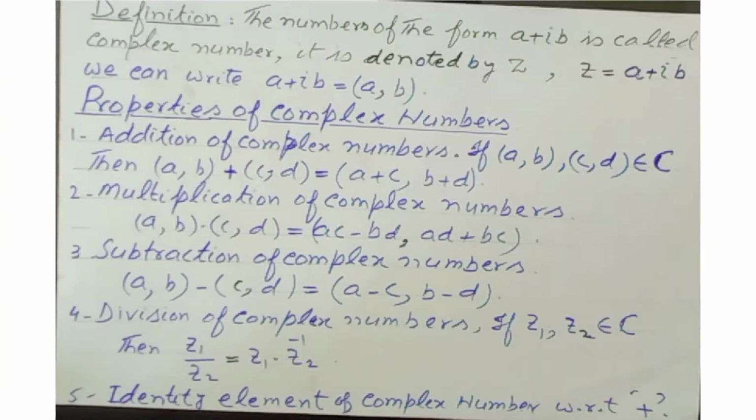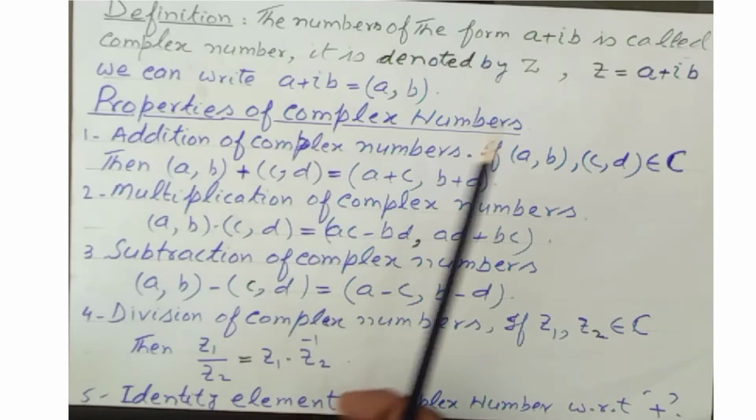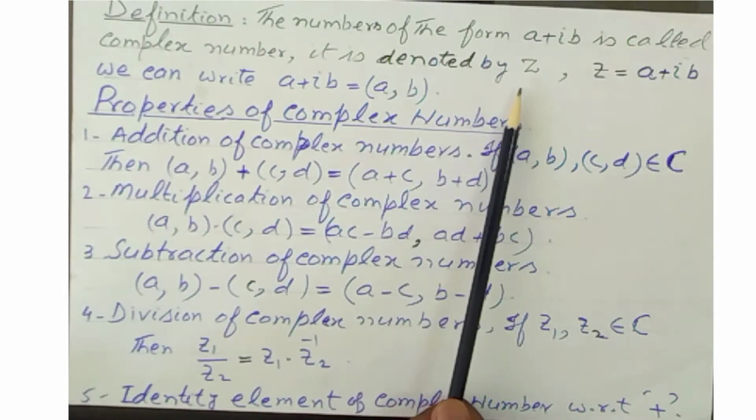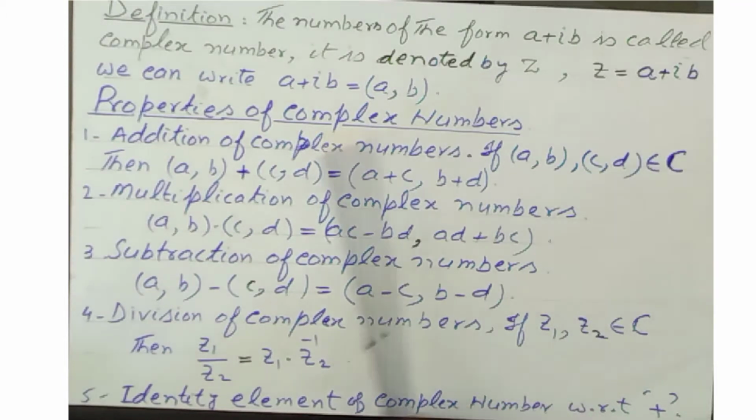Now I introduce you to the definition. The number of the form a plus iota b is called a complex number. It is denoted by z equal to a plus iota b. We can write a plus iota b in the form of (a, b). Now I introduce the properties of complex numbers.